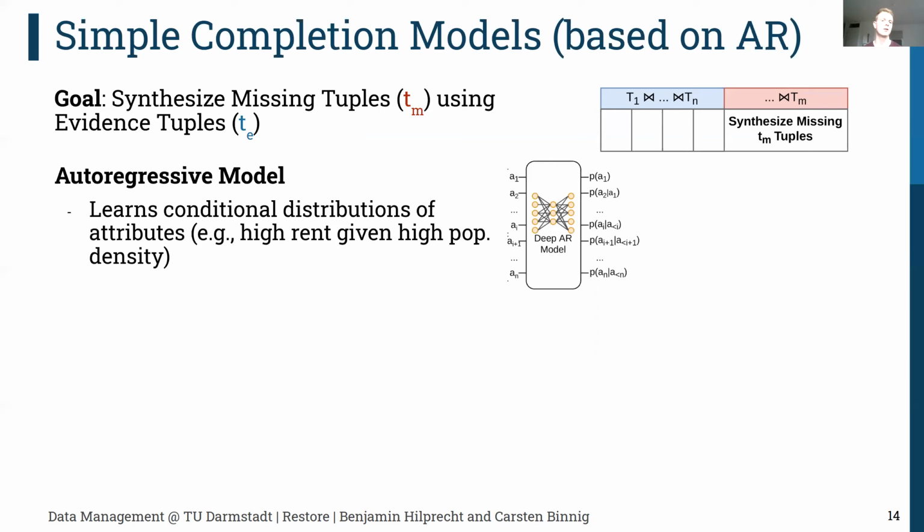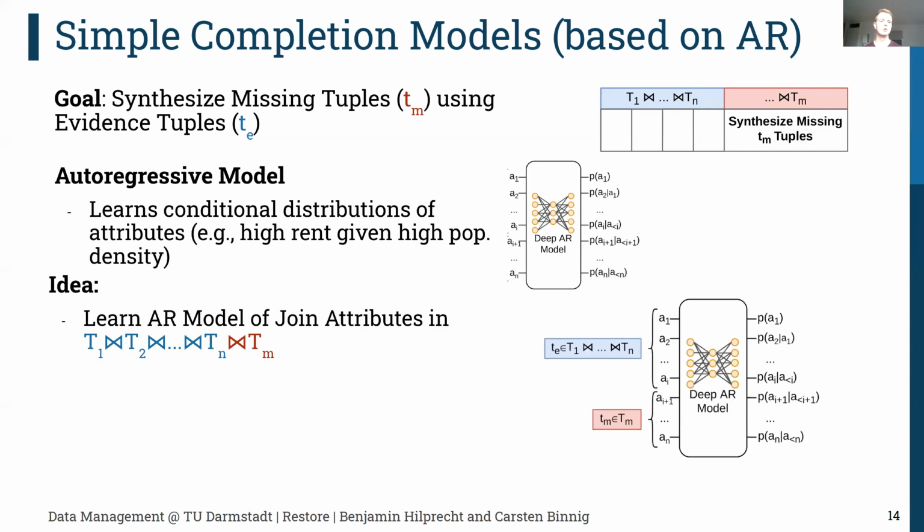And for this, we leverage autoregressive models, and they learn conditional distributions of attributes. For instance, they might learn something like, we expect to see a really high rent given a high population density. As you can see on the right, in general, they're structured as follows. We feed in the attributes of a tuple, and then the model outputs the conditional probabilities. So for instance, first, the probability of the first attribute, then the probability distribution of the second attribute given the first attribute, and then last, the probability distribution of the last attribute given the previous attributes.